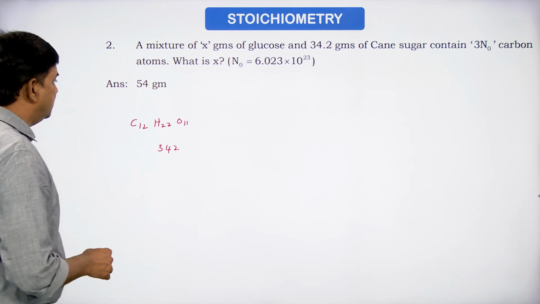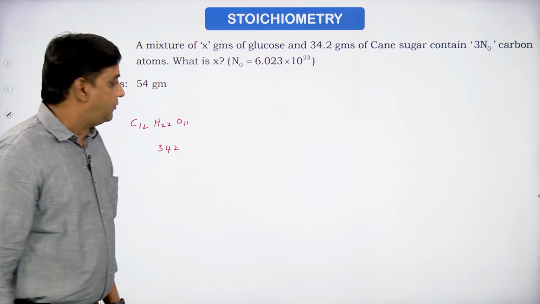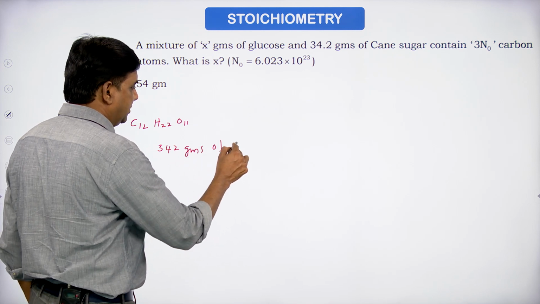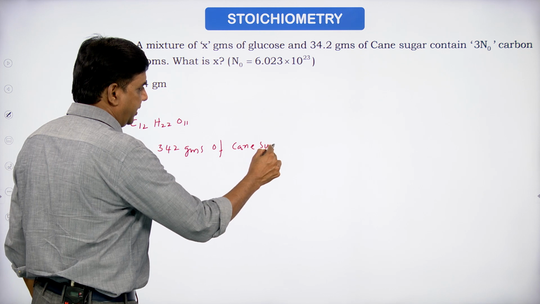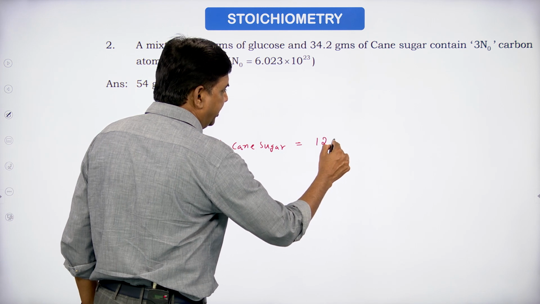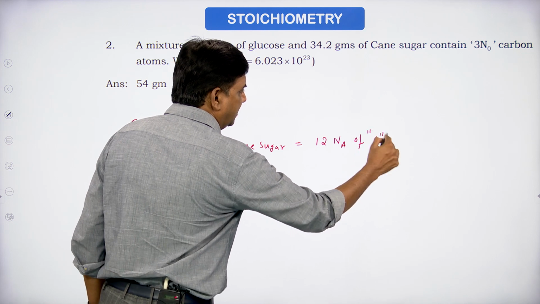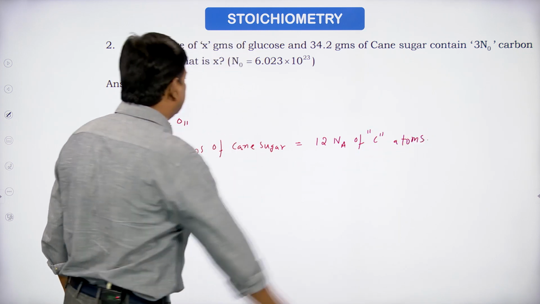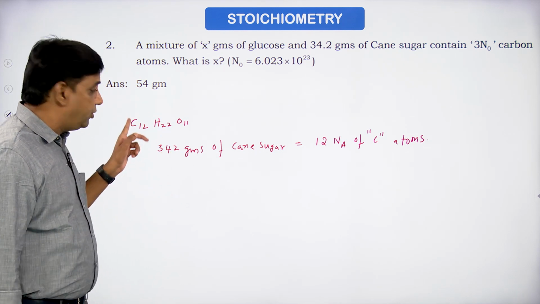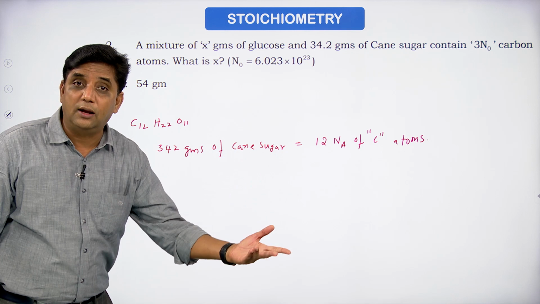And 342 grams of the cane sugar will contain how many carbon atoms? 342 grams of cane sugar contains 12 moles of carbon atoms, that is, 12 into Avogadro number of carbon atoms. This is the fact. The molecular weight of cane sugar is 342 grams, and one molecule contains 12 carbon atoms.